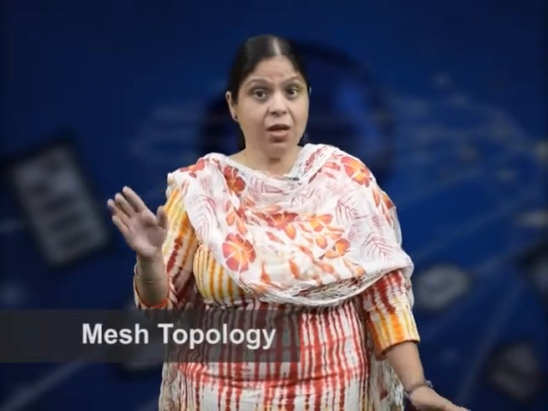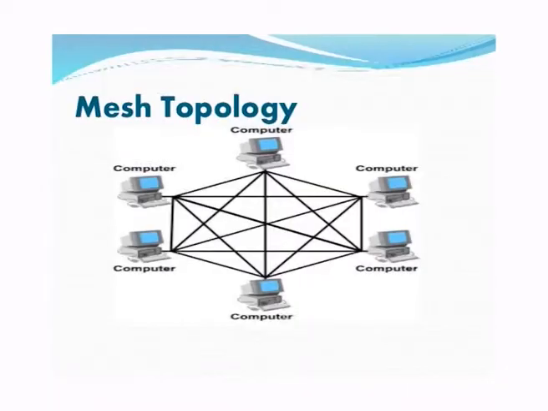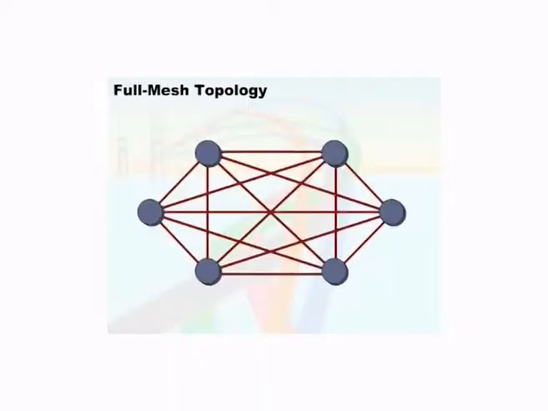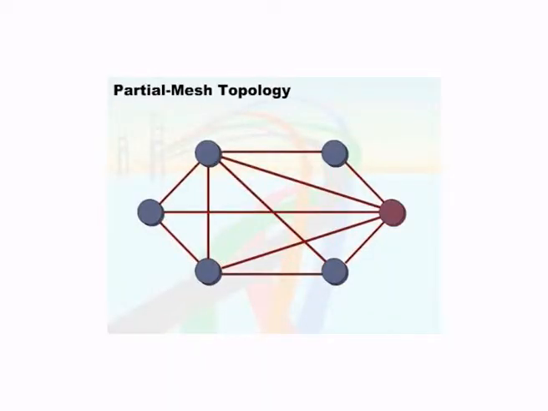Then comes the mesh topology. In this topology, all nodes are connected with each other. Nodes are connected in point-to-point fashion. If a network has n nodes, then there are n times (n minus 1) divided by 2 cable connections between all nodes. Mesh topology is divided into two categories, that is the full mesh and the partial mesh.